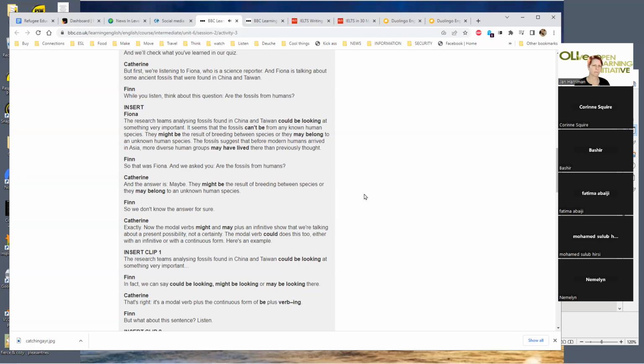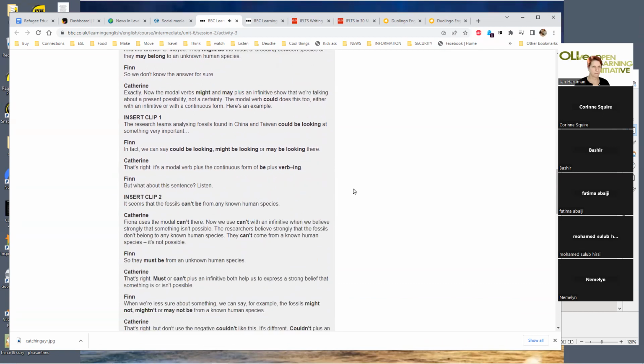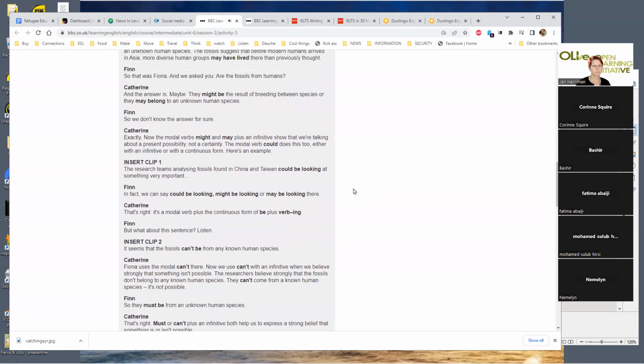So that was Fiona, and we asked you, are the fossils from humans? And the answer is, maybe. They might be the result of breeding between species, or they may belong to an unknown human species. So we don't know the answer for sure. Exactly. Now, the modal verbs might and may, plus an infinitive, show that we're talking about a present possibility, not a certainty. The modal verb could does this too, either with an infinitive or with a continuous form. Here's an example. The research teams analysing fossils found in China and Taiwan could be looking at something very important. In fact, we can say could be looking, might be looking, or may be looking there. That's right. It's a modal verb plus a continuous form of be plus verb ing.